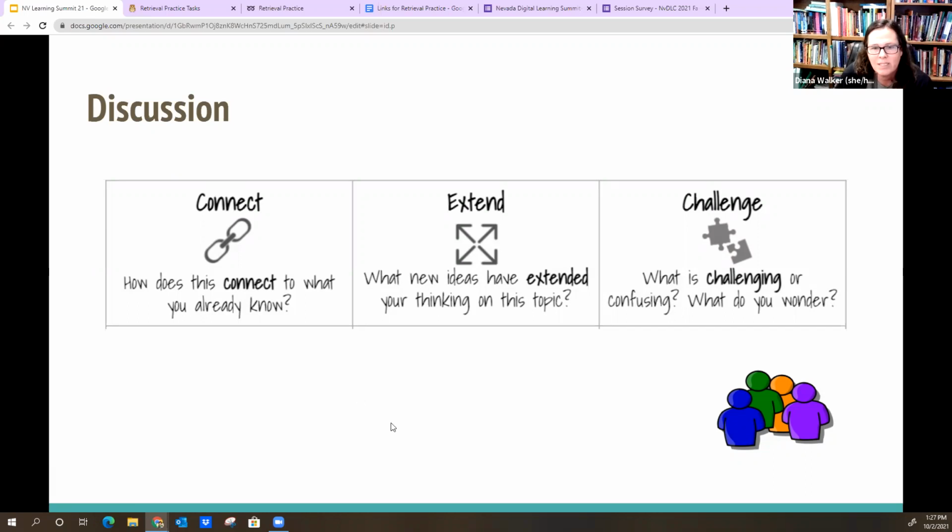So what connections are you making to what you already know and do? Are there any ideas that have extended your thinking on this topic? And is there anything that was challenging or confusing or anything that you wonder? Because we are a small group, feel free to unmute and say something. Feel free to contribute in the chat. Connections that you're making, extensions to your current thinking, or anything that you find challenging. Any questions that you might have.